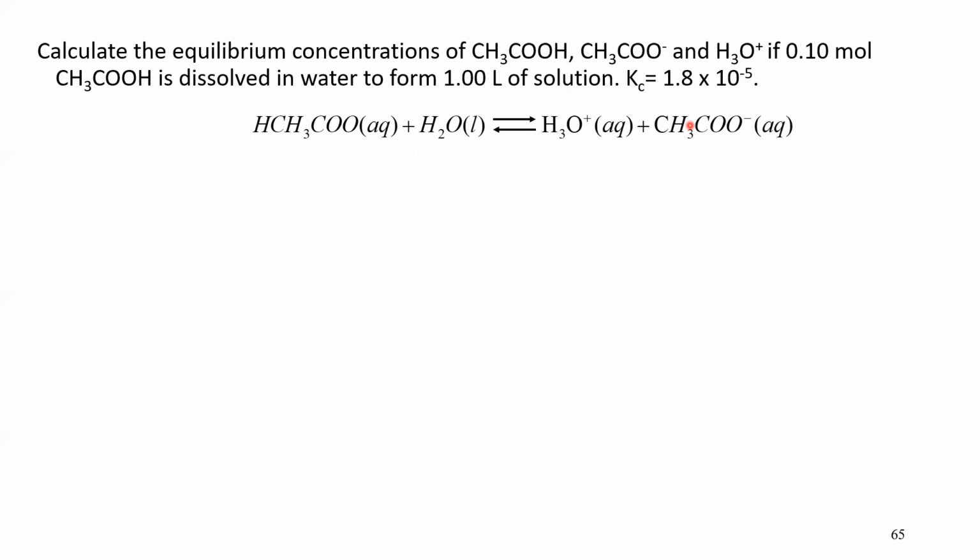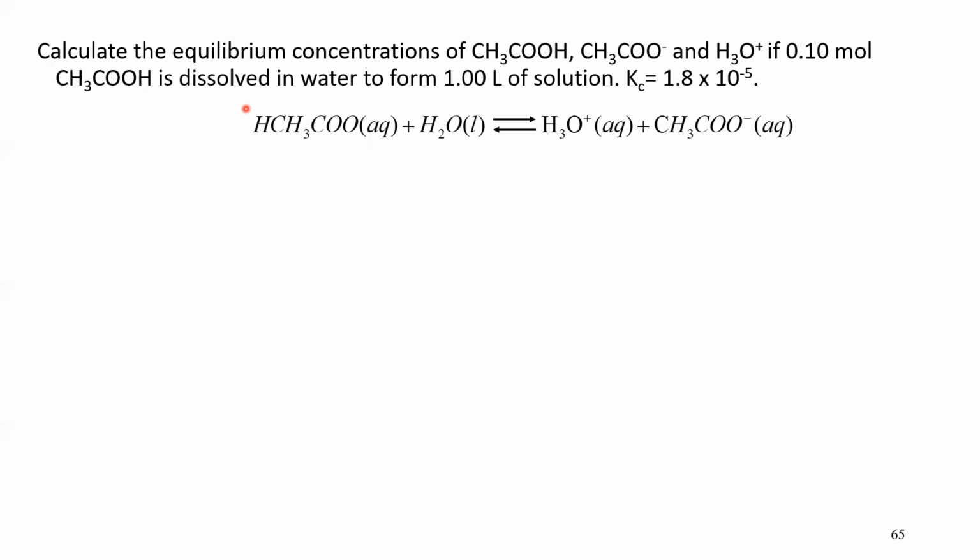Now, it gives us the concentration of the acid to begin with, the CH3COOH. Doesn't matter whether this H is written here or it's written at the beginning of the formula. It doesn't matter. And it gives us Kc, and it wants us to calculate the equilibrium values. So we're going to start by writing our ICE chart. See if you can fill in the ICE chart for this question.